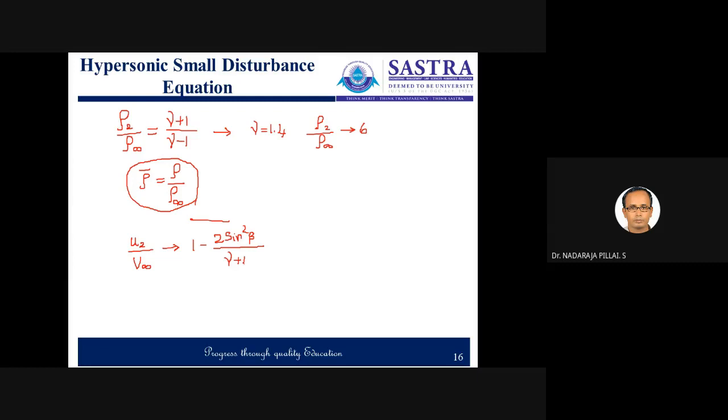So again, to define the change in x component velocity across the oblique shock, we can express del u, that is equal to V infinity minus u, right? V infinity minus u2.